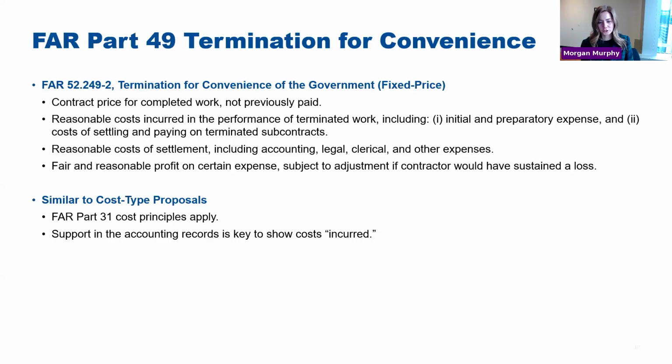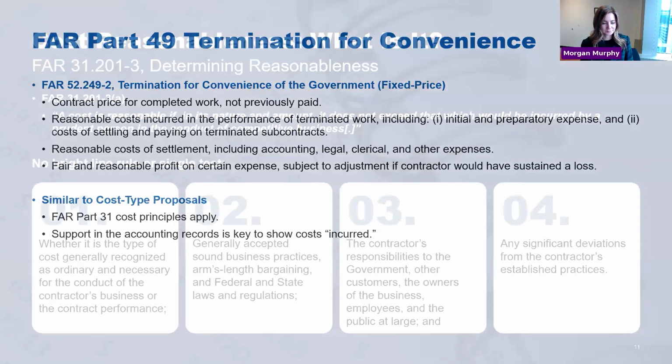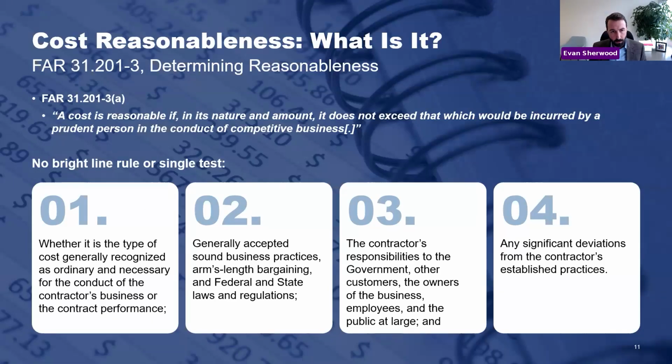Then Evan, I'll hand it over to you to get through some more slides. So we're going to talk a bit about cost reasonableness, which we've mentioned a few times. It's a hugely important concept when you are administering a termination, both for your own costs and your subcontractor costs. The government will only treat costs as allowable that are reasonable.